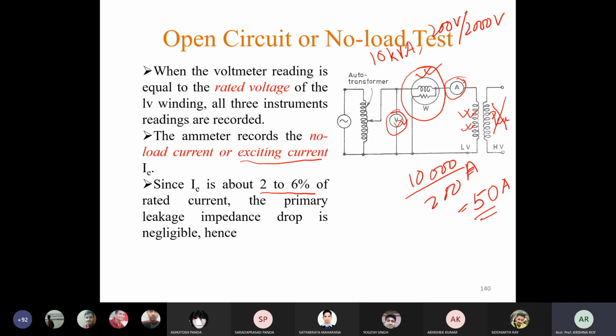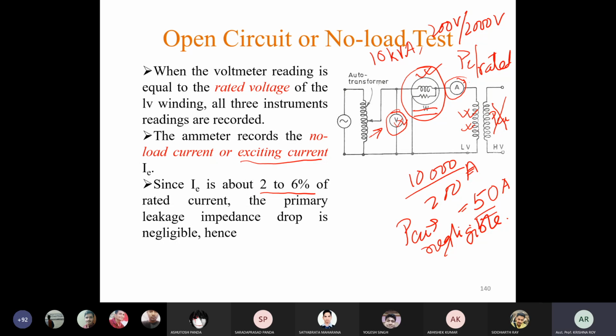So in comparison with this core loss, which is the rated core loss, why the rated core loss? Because core loss is voltage dependent loss and we are applying rated voltage. So this is rated core loss, and copper loss is only due to this exciting current, which is a very small current. So copper loss can be neglected, a negligible amount of copper loss. So we can assume that this wattmeter reading is only the core loss, right?